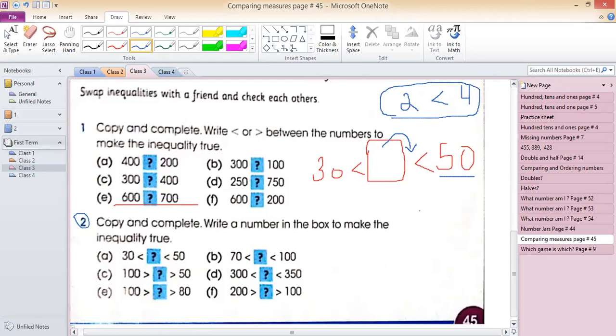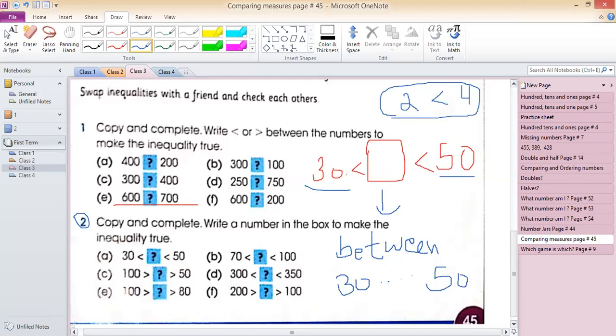So less than 50 means it could be 49, it could be 48, it could be 20, it could be 10. So I can write here 10, 20, 30, all are less than 50. But according to the condition, you have to remember this also and this also. You have to find out the number which is greater than 30 but less than 50. So basically you have to find out the number which is between 30 and 50. From 30 to 50, any number you can write.